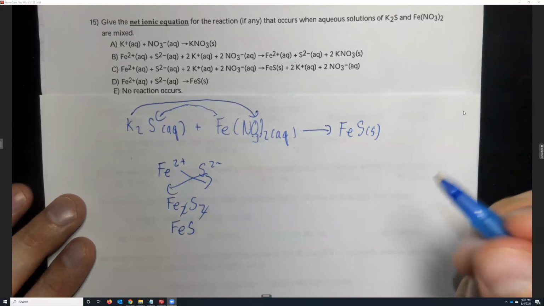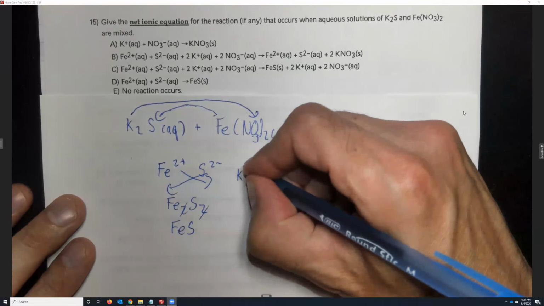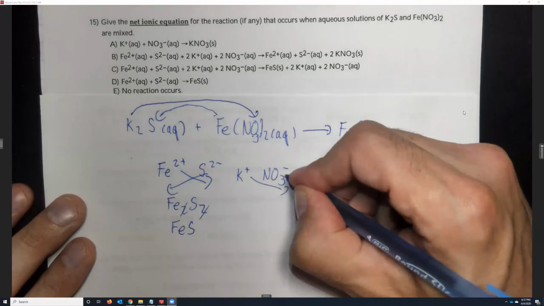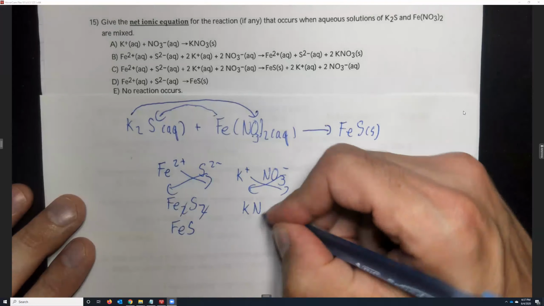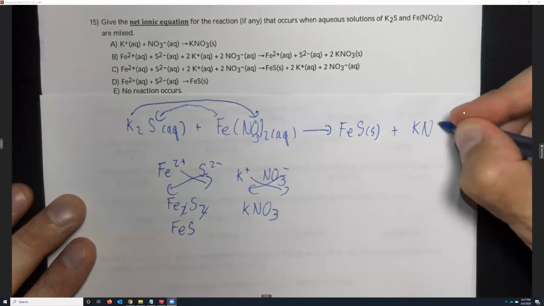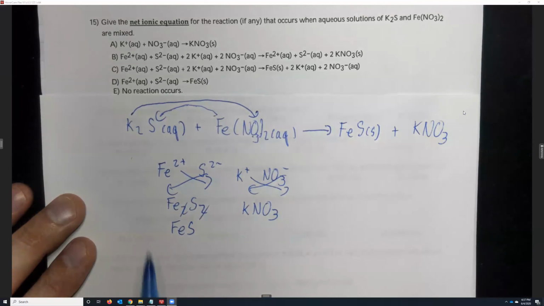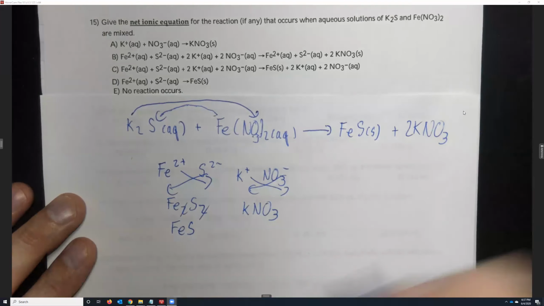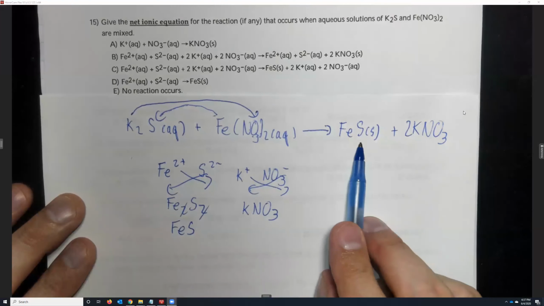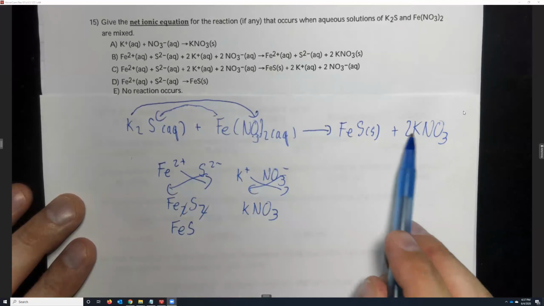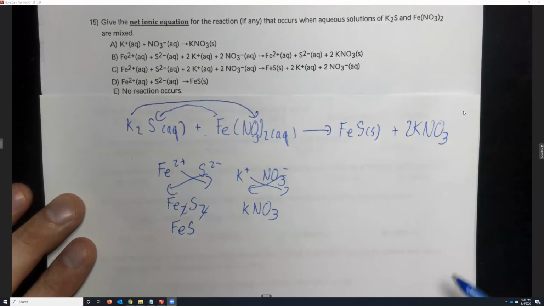We have to do the same thing with potassium and nitrate. We have K plus and NO3 minus. We cross them and we get KNO3. Okay, so then we get plus KNO3. Now we need to balance. We have 2 Ks, so we need to do 2 here. We have 1 S, we're good. We have 1 iron, we're good. And now we have 2 nitrates and 2 nitrates, we're good.